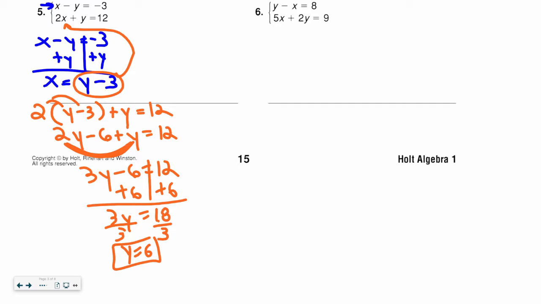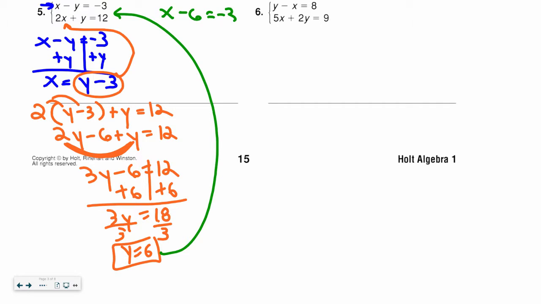So what I do with that is I plug it back in. So I'm going to take the top equation. I'm going to say x minus 6 equals -3. Add 6 on both sides. X equals 3. So my solution point is 3, 6.